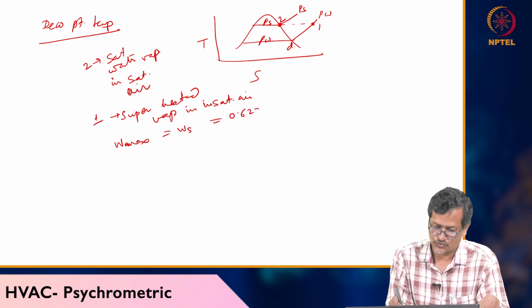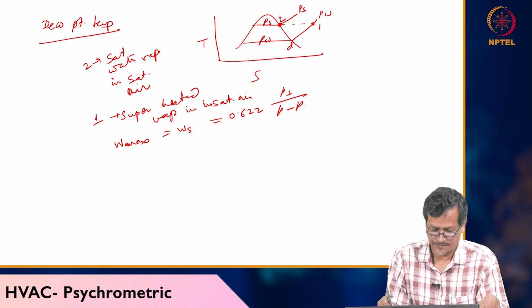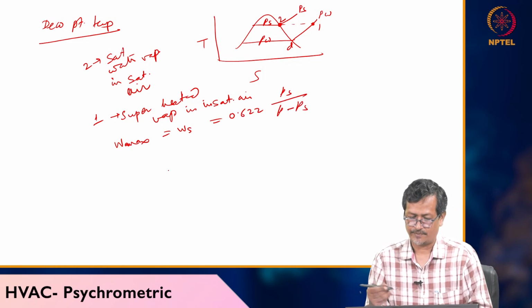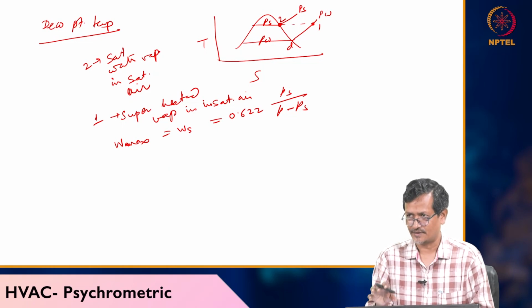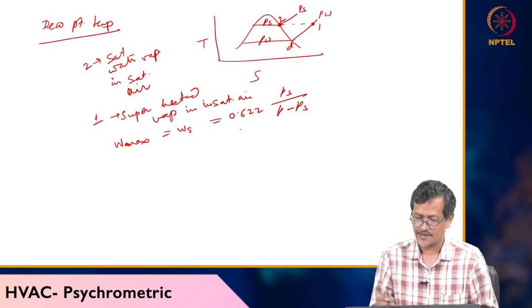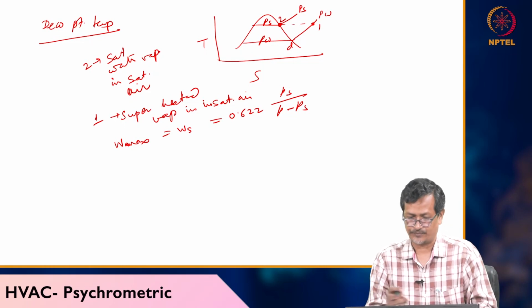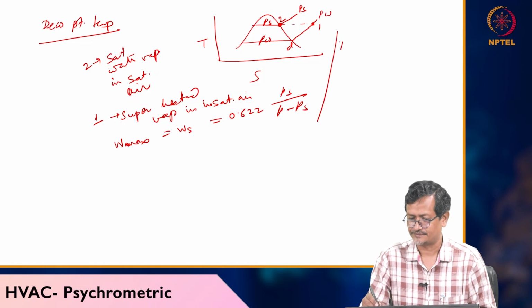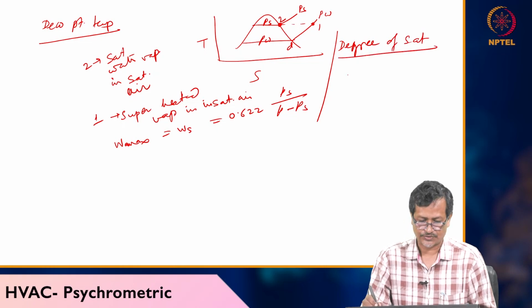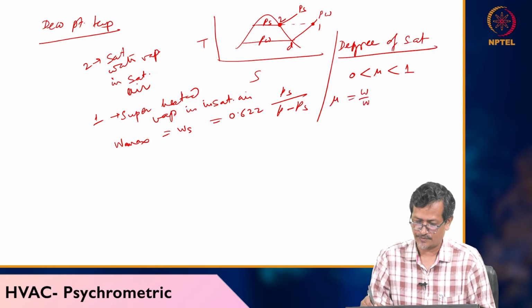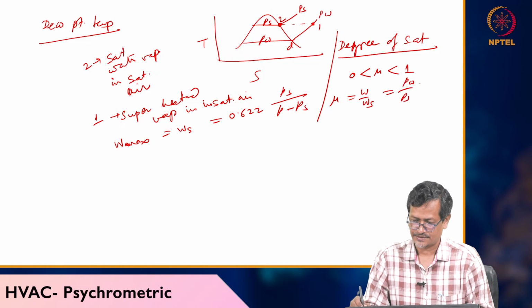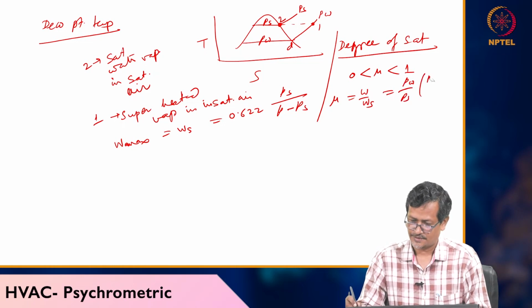Okay, so maximum moisture can be Ws equals 0.622 PS by (P minus PS). Maximum moisture means the saturation state, how much moisture will be there, so that formula is this one. But normally, instead of PS you will be putting PW. Degree of saturation, mu, from 0 to 1. The formula is mu equals W by Ws, equals PW by PS times (1 minus PS by P) by (1 minus PW by P). This formula you should remember.